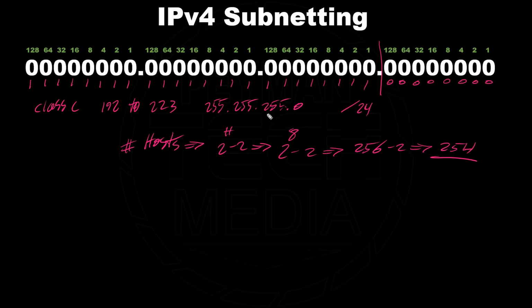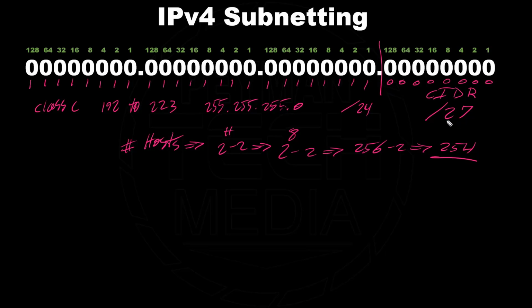But let's say we don't want to go with the default subnet mask. So this /24. Let's say we want to go with /27, as one example here. So is this /27 a default subnet mask? No. That's a classless inter-domain routing, that's a classless subnet mask. So what does it mean?